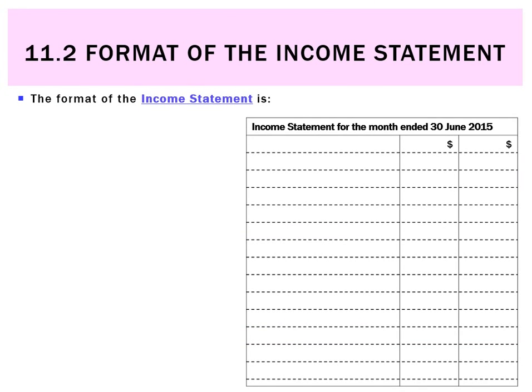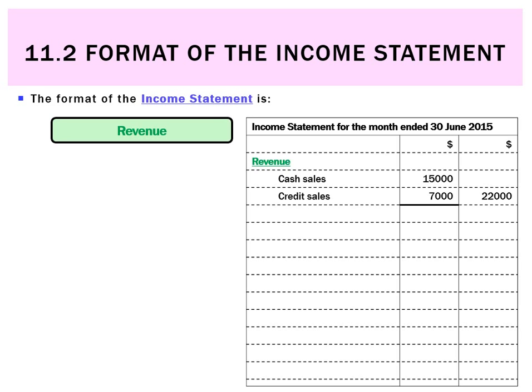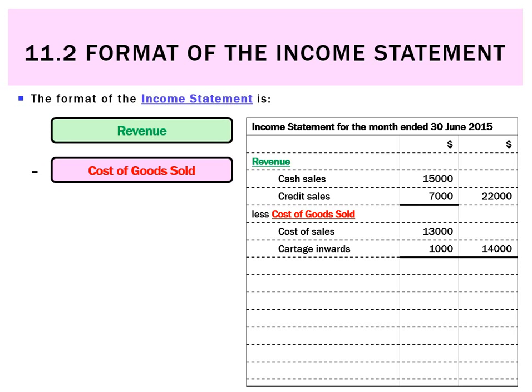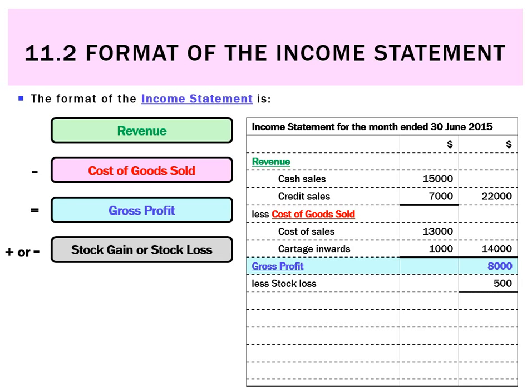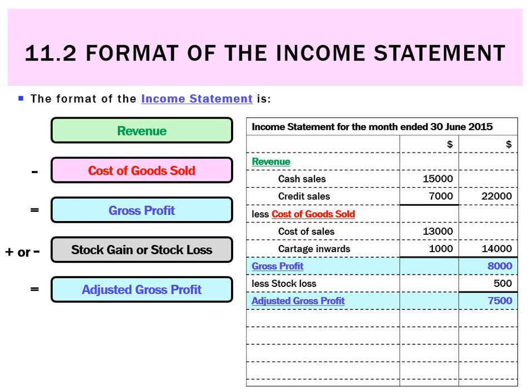So looking at that as an example, we start with revenues at the top. So take away our cost of goods sold. So we've got $22,000 of revenue, cost of goods sold of $14,000. That equals a gross profit of $8,000. Take away any stock gain or loss. So in this case, we've got a stock loss of $500. That'll give us what's called an adjusted gross profit of $7,500.